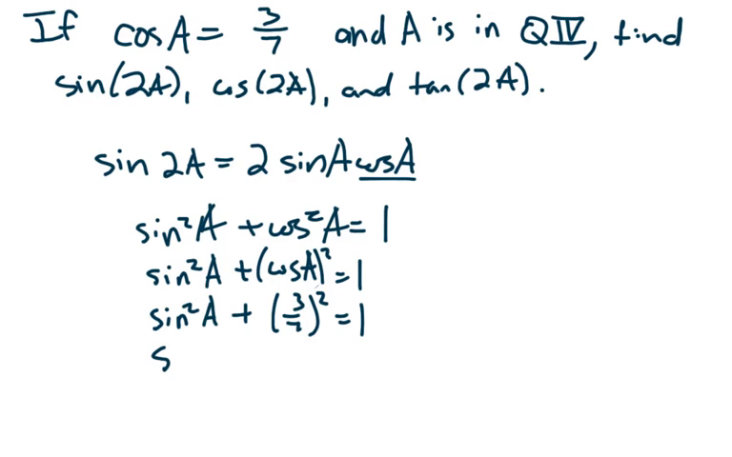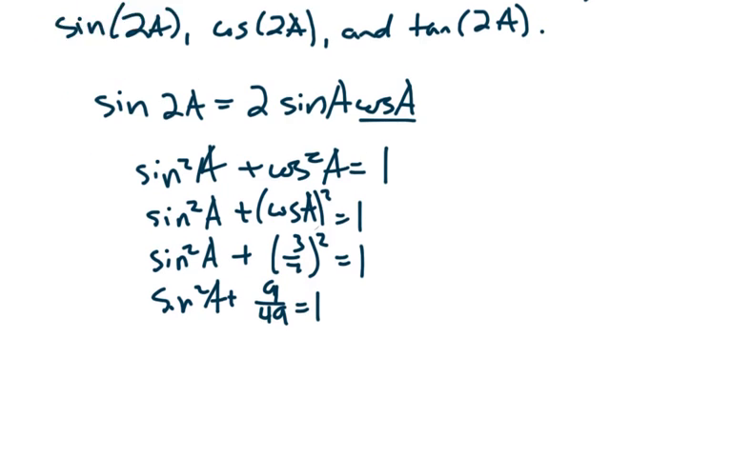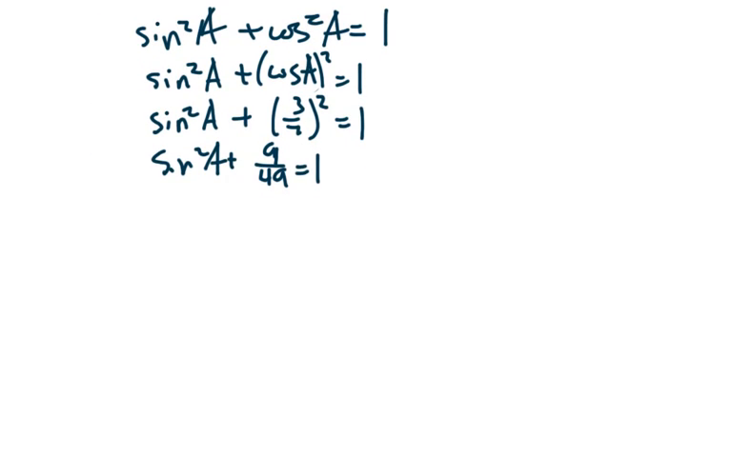Anyway, what we've got now is a fraction squared. A fraction times itself, top times top, over bottom times bottom. And now we've got to solve for sine of A. So that means subtracting 9/49 from both sides. Sine squared of A equals 1 minus 9/49. Get a common denominator. Subtract. What do you get?